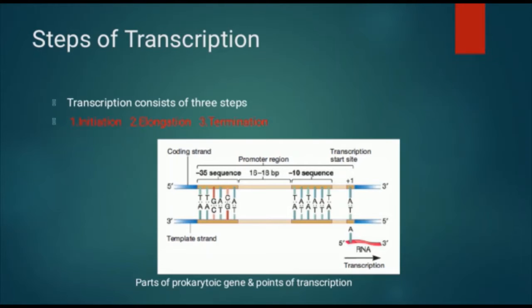I'm going to explain the steps of transcription. Transcription consists of three major steps: initiation, elongation, and termination. In this figure, you can see the minus 35 sequence and minus 10 sequence, what I had said in the previous slide.